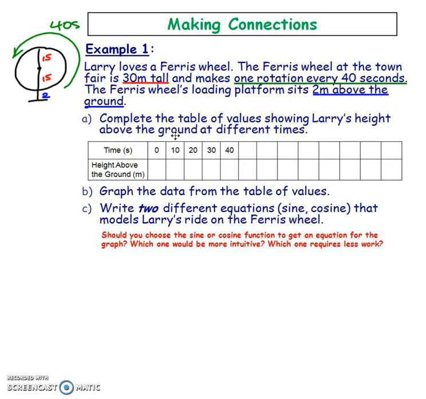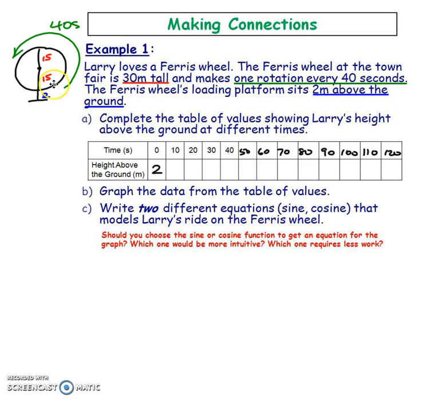You also know you're 2 meters above the ground, so I've added this little 2 at the bottom, and that's going to help us with our calculations. So I want to fill out the rest of the table, and we're going to do that up until 120 seconds. Okay, so the very first one, at 0 seconds, you're loading right here. You are 2 meters above the ground.